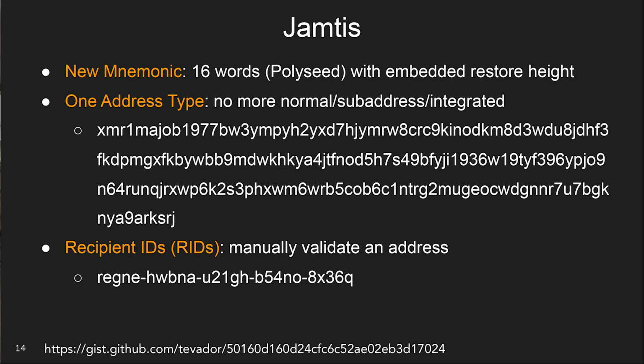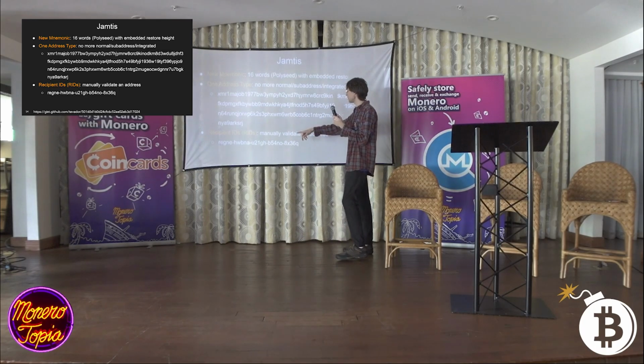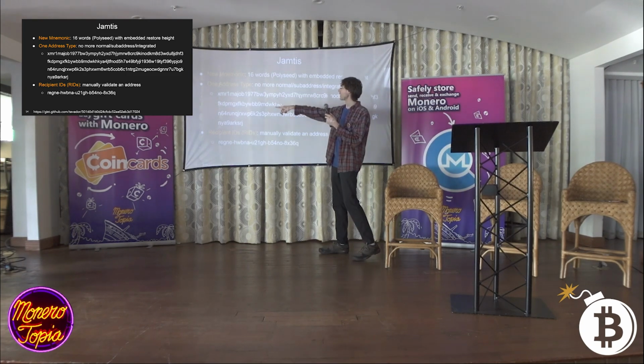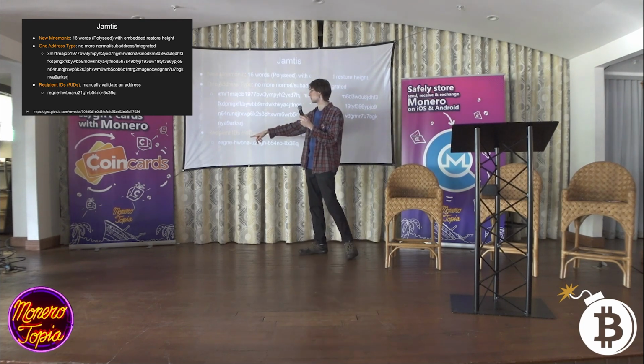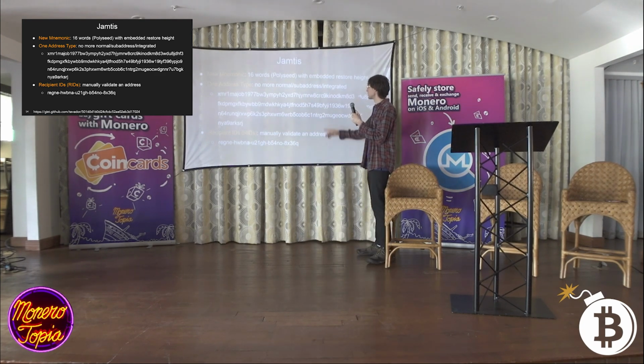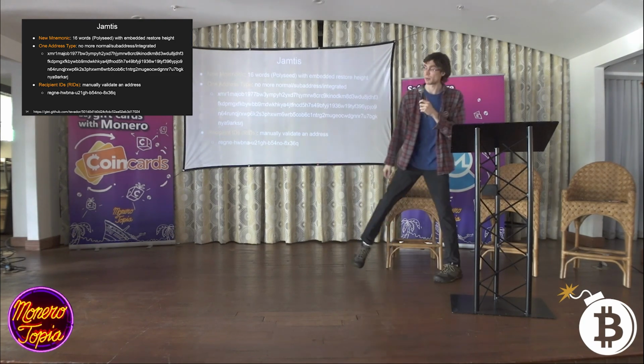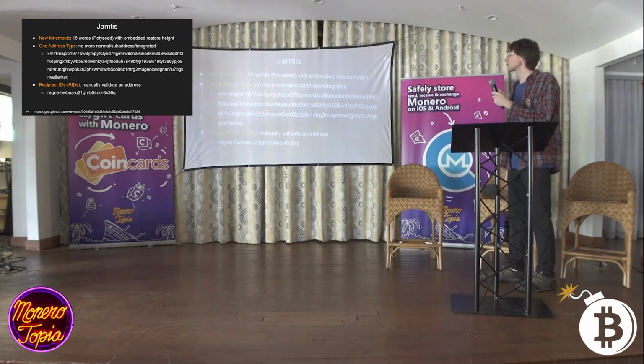So here's an example of an address. As you can see, it's quite long, similar to how the current addresses are quite long and unreadable. So Tevador came up with these recipient IDs, which are these little strings here that are a lot easier to read and let you manually validate that this big address corresponds to what you expect it to be. And there are no typos, or someone stuck something in there that shouldn't be in there. So I think that'll be helpful.